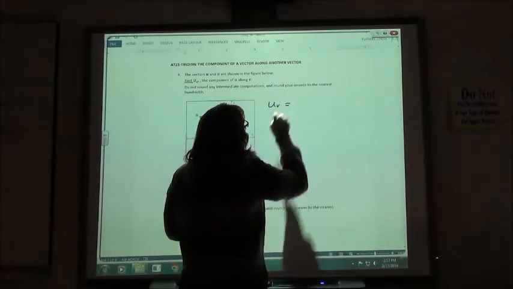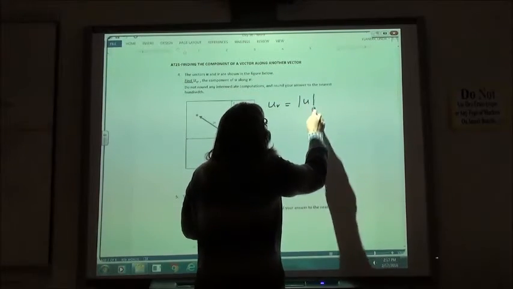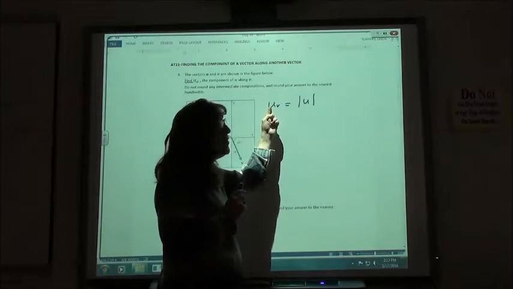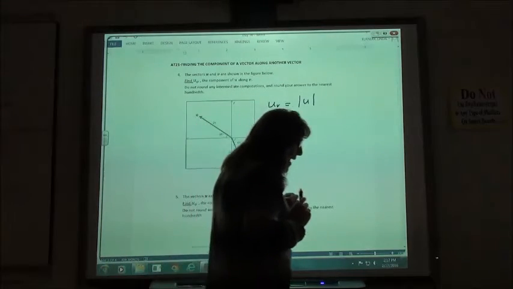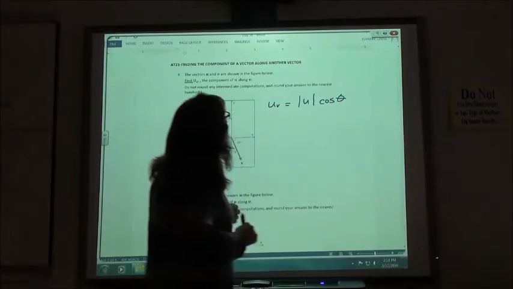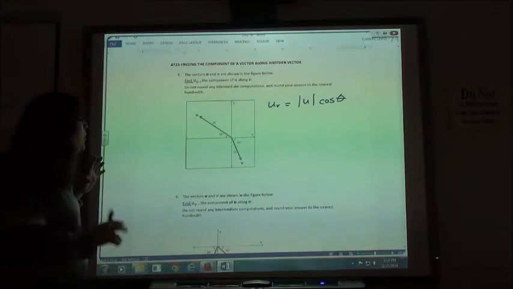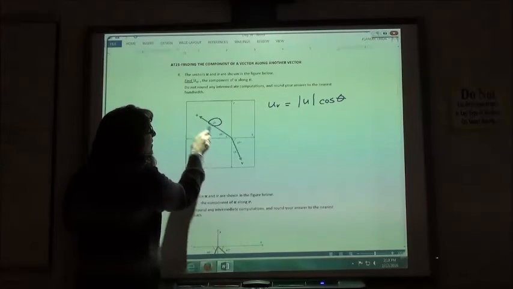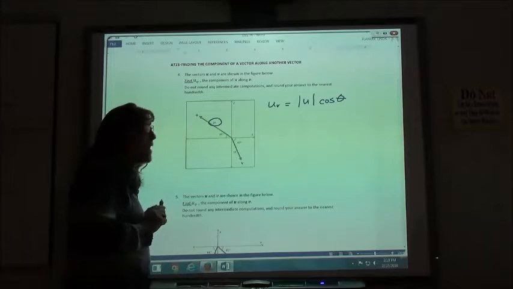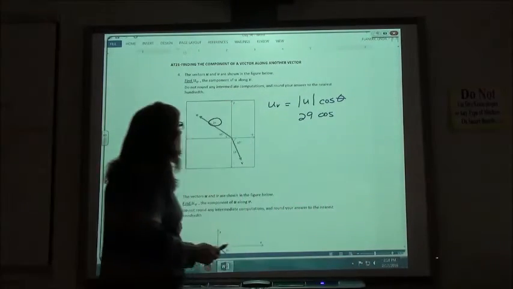In order to find the component of my vector, I'm taking the magnitude of u, since I'm doing u sub v. It's always the magnitude of whichever one is first, u in this case, times the cosine of theta. So we look for the one labeled vector u, which already has our magnitude on there. The magnitude of u is just going to be that 29. We want to take that times the cosine of our angle.